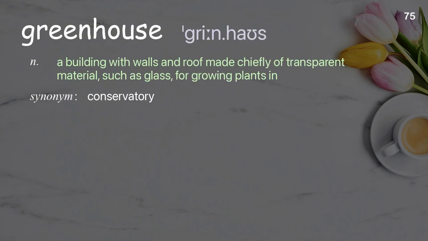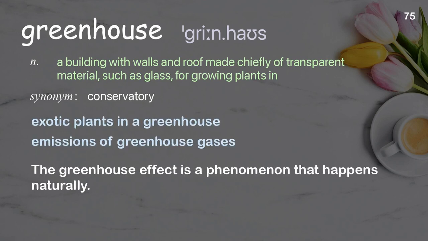Greenhouse: a building with walls and roof made chiefly of transparent material, such as glass, for growing plants in. Examples: Exotic plants in a greenhouse. Emissions of greenhouse gases. The greenhouse effect is a phenomenon that happens naturally.